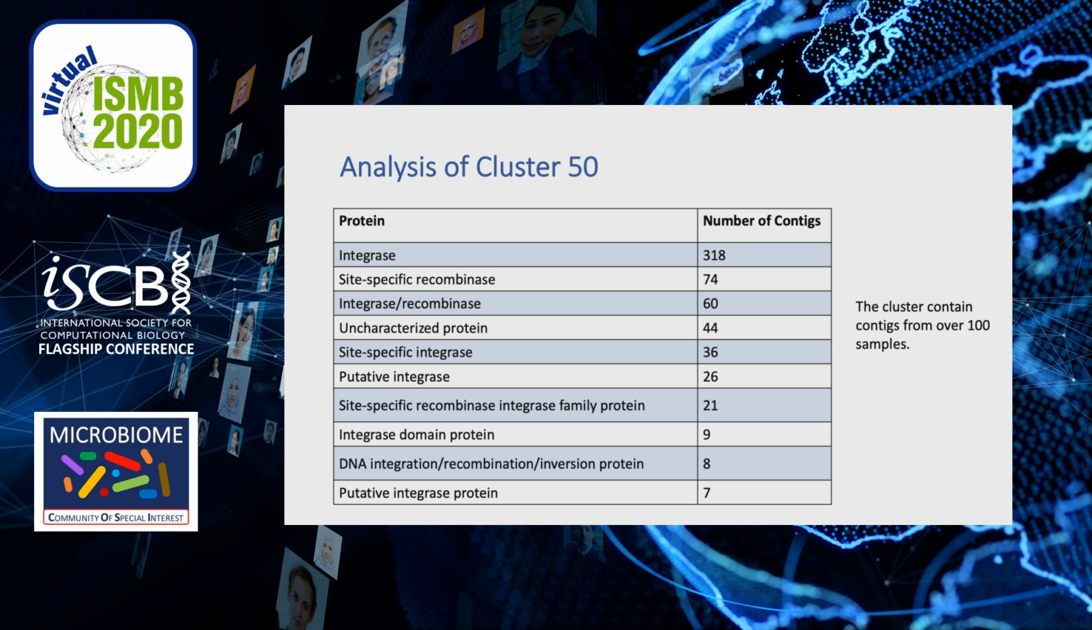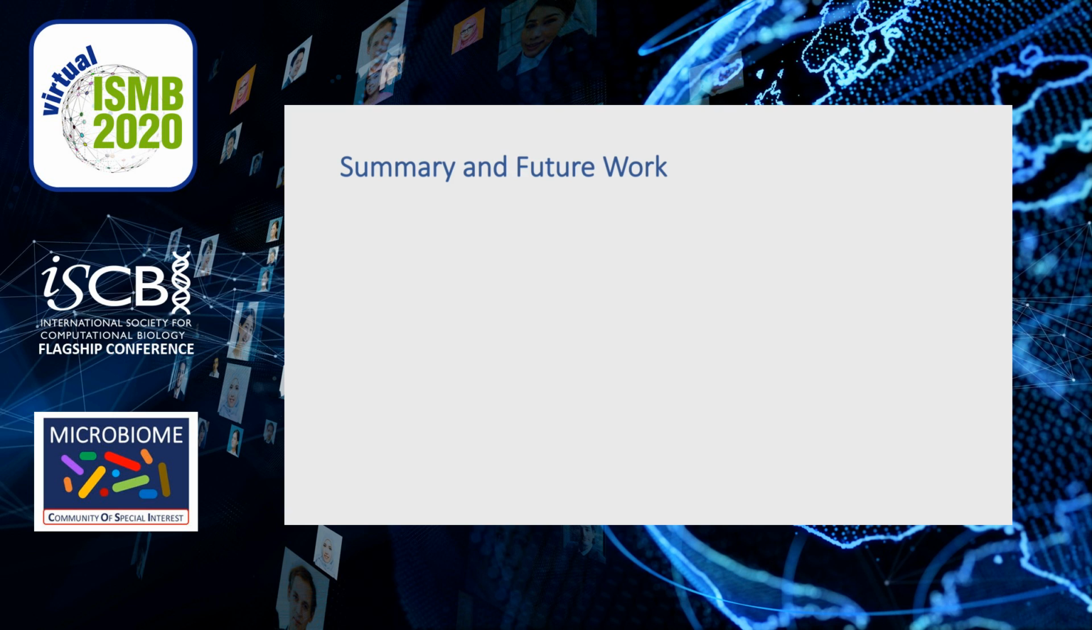I present a closer view at one of the clusters that contained known phage or prophage-like genes. The cluster 50 had good hits for the integrase genes, inversion proteins, and the recombinase proteins. We also see that this cluster 50 had sequences from over 100 samples, making it common across the population.